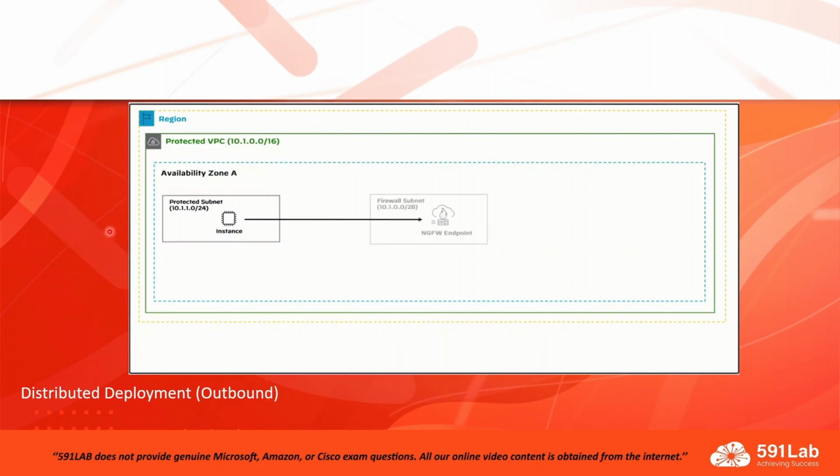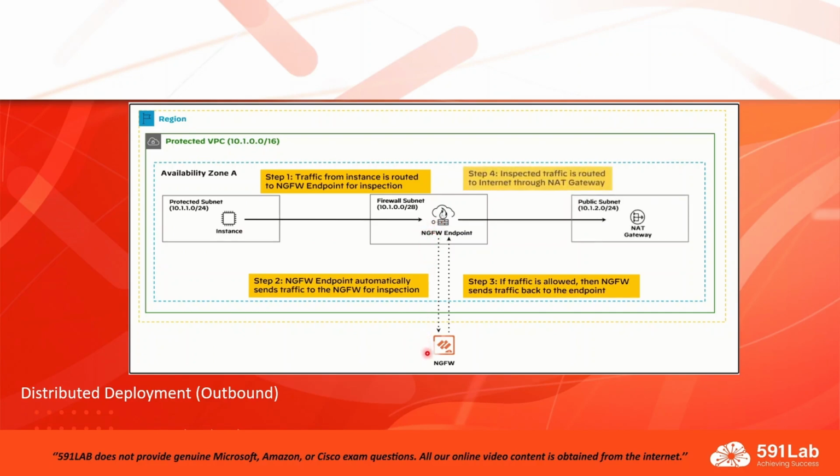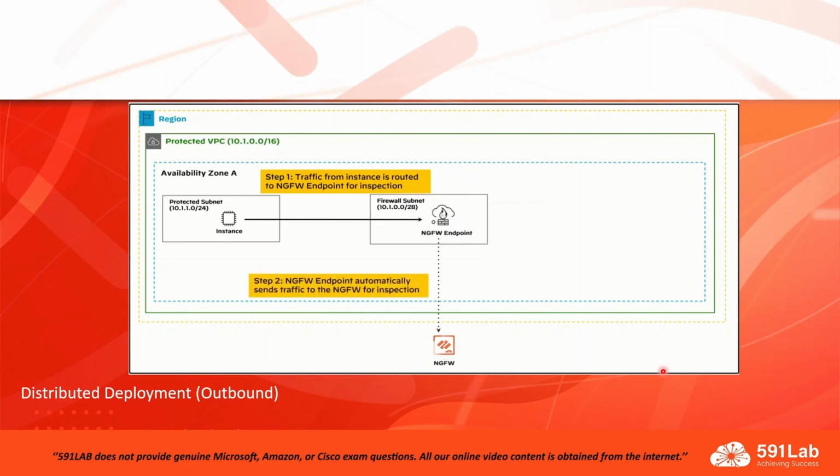The first one is the distributed deployment for the outbound. For the outbound, the traffic comes from the instance on the subnet, and the instance will direct the traffic to the NGFW endpoint. From the NGFW endpoint it will forward the traffic to the NGFW, and the NGFW will send it back to the NGFW endpoint and forward it to the NAT gateway and to the internet. This kind of model ensures that the traffic outgoing from the instance will be inspected by the cloud next generation firewall.